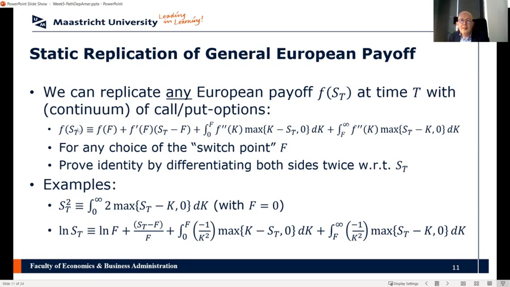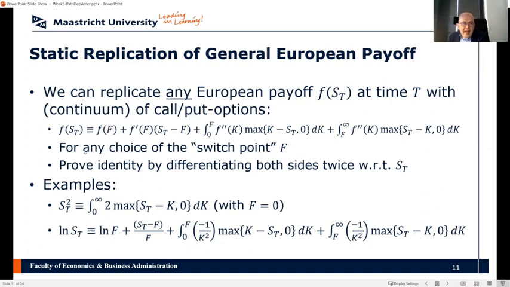So what are some examples? Suppose I want to replicate the stock price squared. I can do this by basically buying a portfolio of call options. And you see that for each call option, I'm doing this piecewise linear approximation. And the second derivative of S squared is just 2. So I'm basically taking 2 times a portfolio of call options with all different strikes. And each call option gets a weight equal to 2.